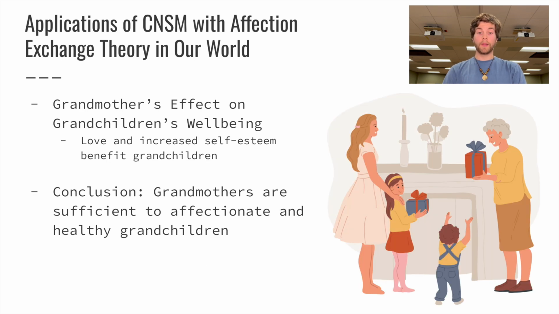For a real-world application of affection exchange theory and CNSM, we will look at an article regarding how grandmothers can have a lasting impact on their grandchildren by how they show affection to them. The article talked about how love and self-esteem are expressions of love and relational importance to both the grandmother and the grandchild. Because of this, that further encourages affectionate behavior by the grandchild, so that they can be successful in survival and procreation when they learn to use that expression of affection effectively with others. Again, going back to those primary goals we talked about before.